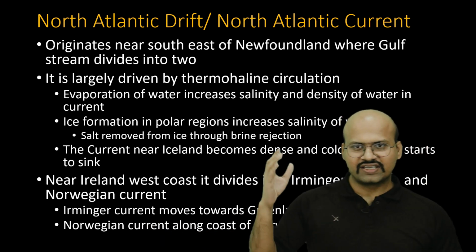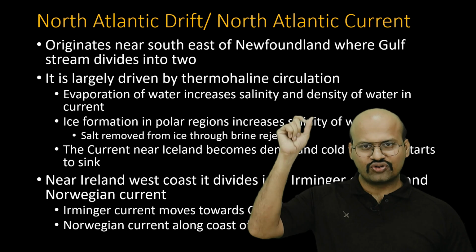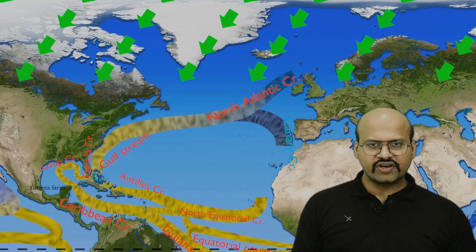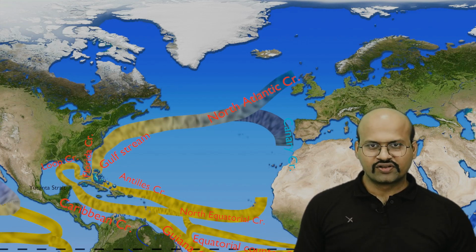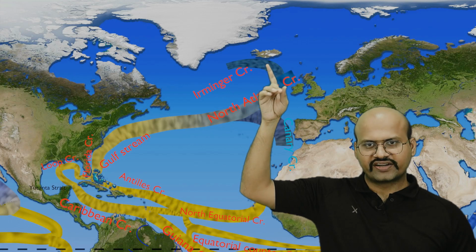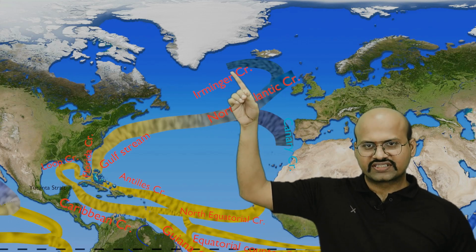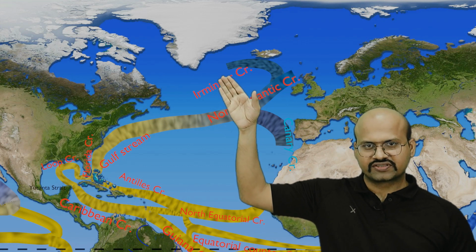Here we can see the North Atlantic Current dividing into two parts. The first part being the Irminger Current, which moves south of Iceland towards the Greenland coast. And we have already discussed that here the water sinks in the deeper part of our oceans.